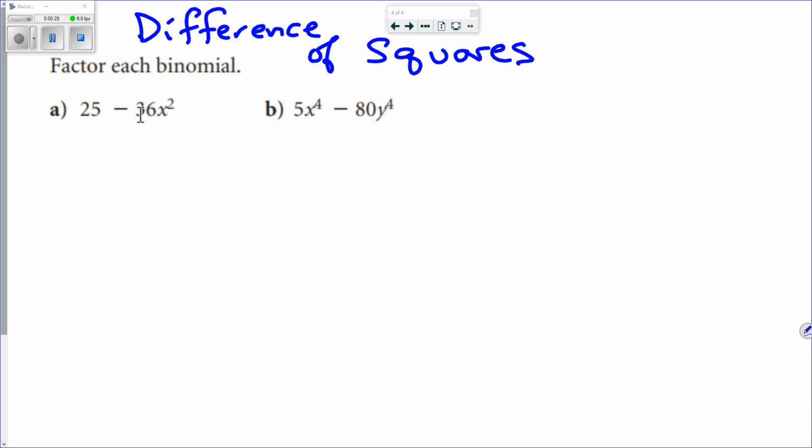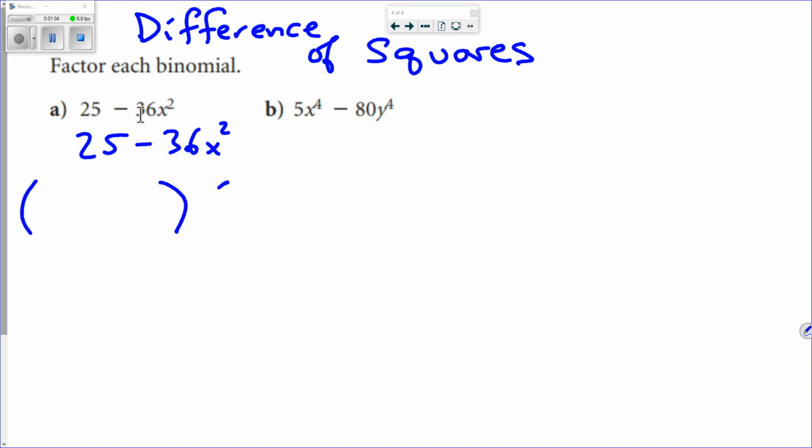that thing's in the way. So here we have 25 minus 36x squared. When we look at those two terms, some of you might notice right away that both of those terms are going to be perfect squares. If we were to take the square root of 25, we would get 5. If we take the square root of 36x squared, we would get 6x. So when we have these situations where we have the difference of perfect squares, factoring is relatively straightforward.